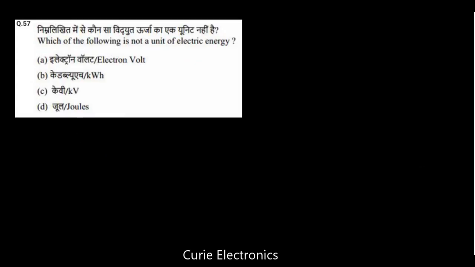Which of the following is not a unit of electrical energy? Answer is option C. kV is not a unit of electrical energy. What is 1 electron volt? 1 electron volt equals 1.6 times 10 to the power minus 19 joules.